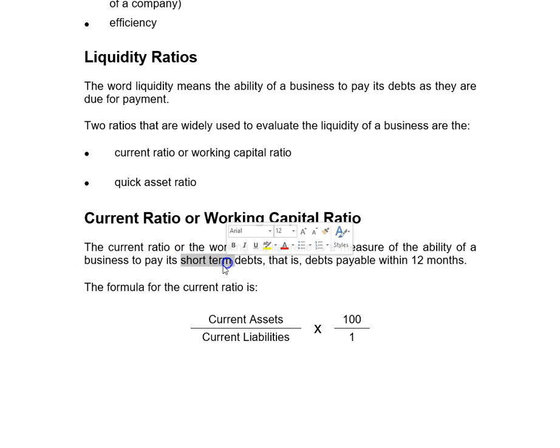It's very important to write the word short-term if you're asked to define or describe this ratio. Short-term here means that the debt must be payable within 12 months or a year. So the definition of short-term is just like current assets or short-term assets: within 12 months, within an accounting period. The formula is given here, and you can also find this in your specifications booklet: current assets divided by current liabilities times 100.